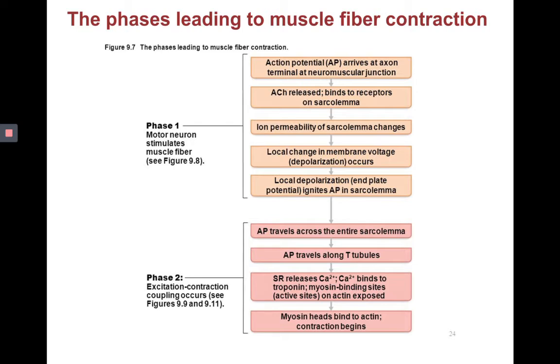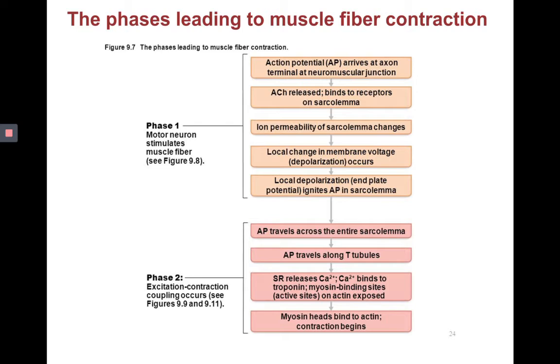This increases ion permeability of the sarcolemma and allows for an influx of ions, which causes depolarization or a membrane potential change. This local membrane potential change, or local depolarization, called an end-plate potential, is what initiates the action potential in the sarcolemma. Once the electrical action potential is in the sarcolemma, it can travel across the entire sarcolemma, so now we're in phase 2.